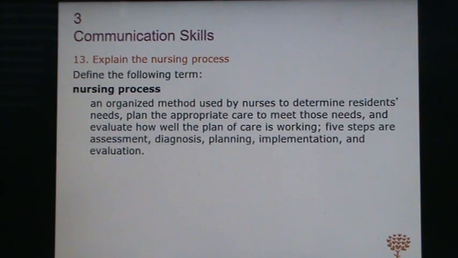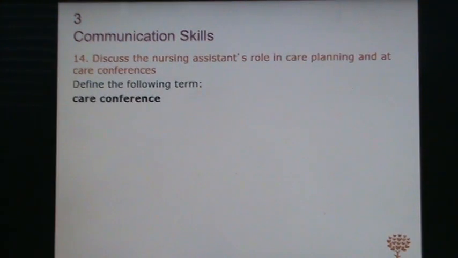The nursing process is an organized 5-step method where the nurses assess and diagnose. And this is not the same diagnosis as a doctor's diagnosis. This is a nursing diagnosis. Then we plan what to do, then we implement the plan, and then we evaluate the implementation to see whether it's working, if we need to make adjustments, or if the problem has been resolved. Okay, those are the 5.